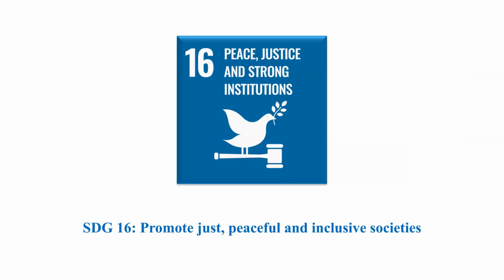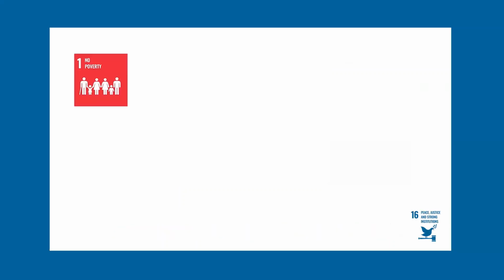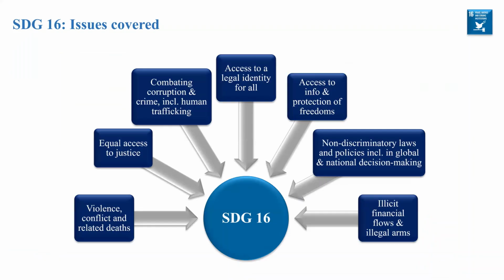Okay, goal number 16, because it's going to be a quick one, 16 and 17. I'll go through those two and then I'll take questions at the end. This one is about peace, justice, inclusivity and strong institutions. Issues of violence, conflicts and related deaths are in the indicators and targets within goal 16. Equal access to justice: it's not everybody who can access justice services when they need to. Here at UNDP, we have a project around access to justice and helping people access it.